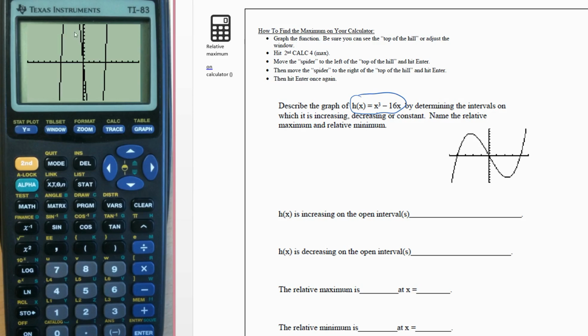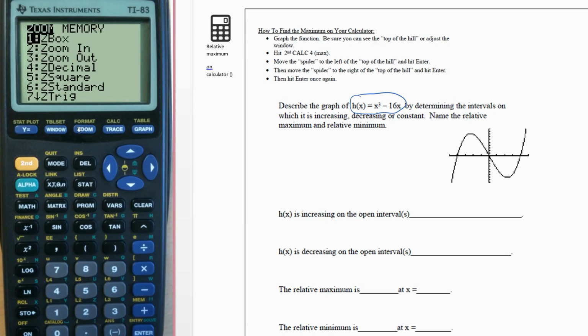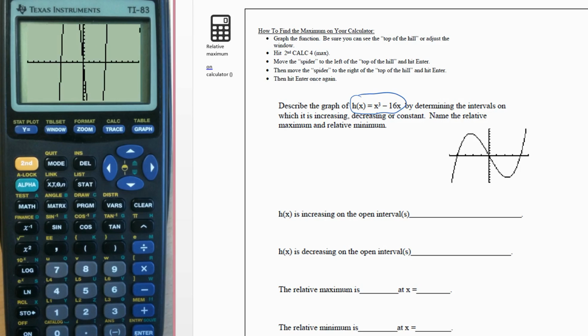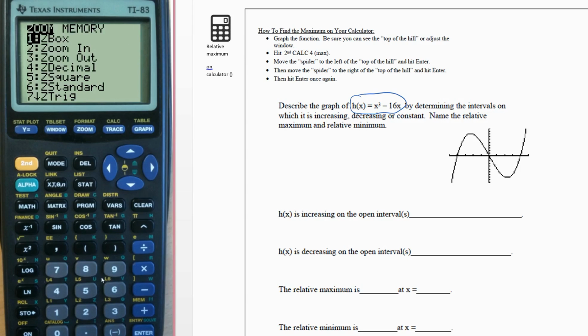Now, look, we can't see the top of the hill and the bottom. It should look something like this. So let's try zoom, and one that I like to try before I do anything else is called zoom fit, zoom 0. It'll try to guess the best one for you. This still doesn't help us too much. So let's hit zoom and let's zoom in.